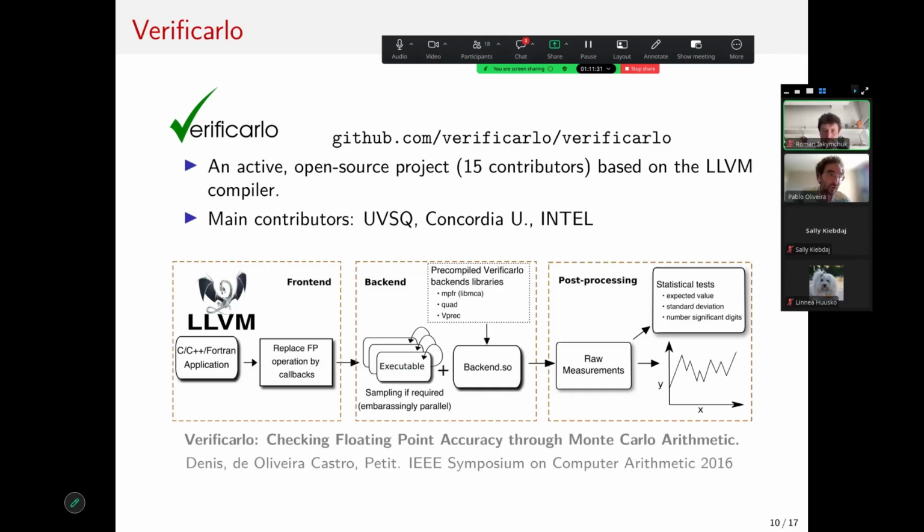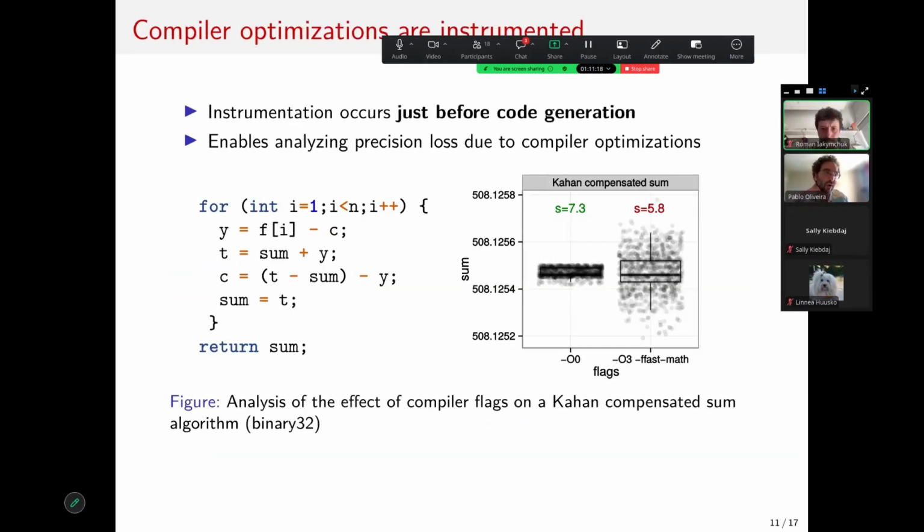We can also, with stochastic rounding in our backends, change the virtual precision. So we can simulate smaller precisions, and we also have backends that simulate round to nearest in lower precision. That's where we get into mixed precision. One thing that is nice is that because this is done at the compiler level, in LLVM, we do the instrumentation at the very end of the optimization pipeline, just before code generation. So in fact, we can capture what the compiler is doing to our numerical code.